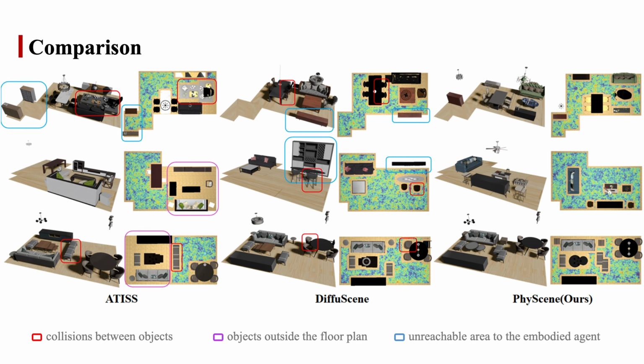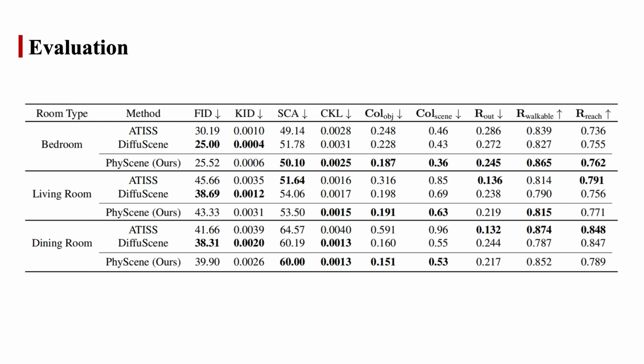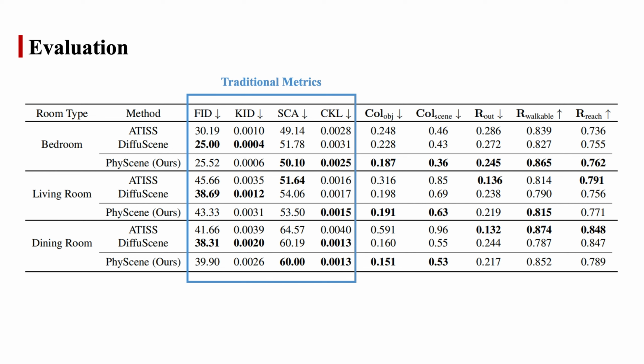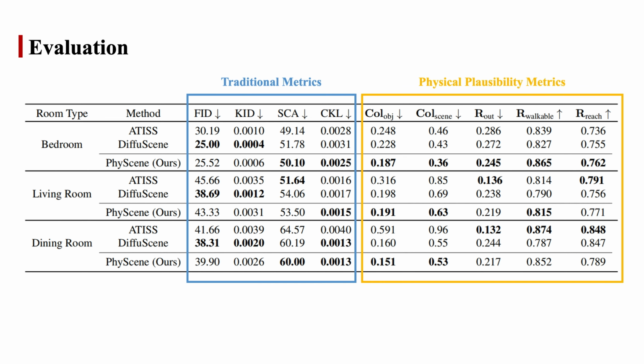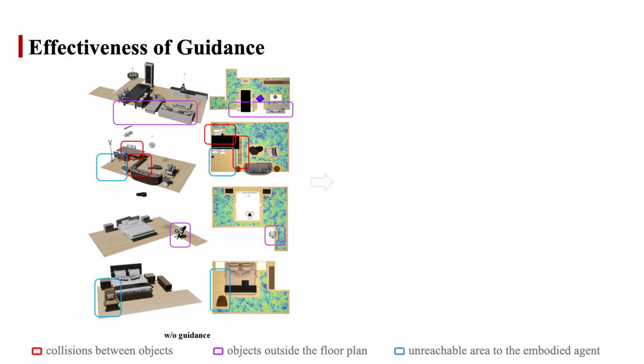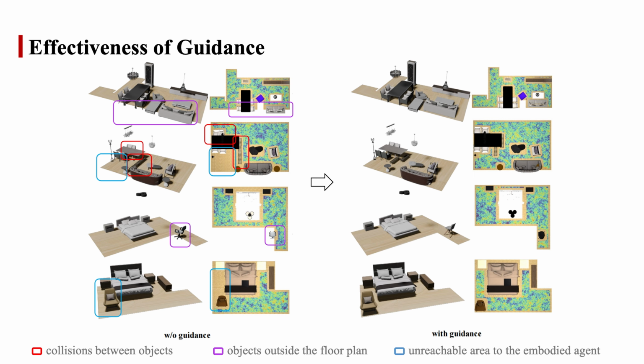We compare scene synthesis between PhyScene and previous methods. Our method shows better performance. We also compare on traditional metrics as well as our proposed physical plausibility metrics. PhyScene surpasses baselines on both of these metrics. Here we show the effectiveness of adding guidance. Adding guidance has significantly improved the physical plausibility.